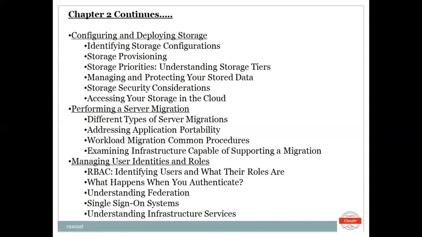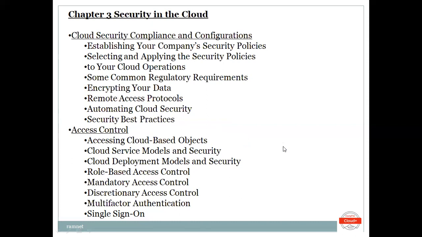RBAC means role-based access. Identifying the users and what their roles are. What happens when you are authenticated? Understanding the federation, single sign-on, understanding the infrastructure services. Like this, these are all talked about in chapter 2.